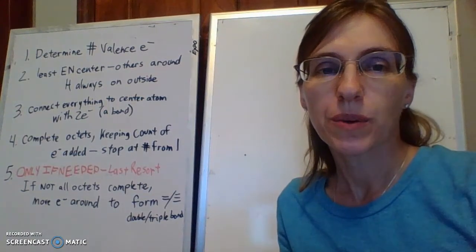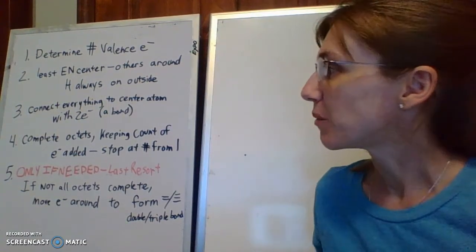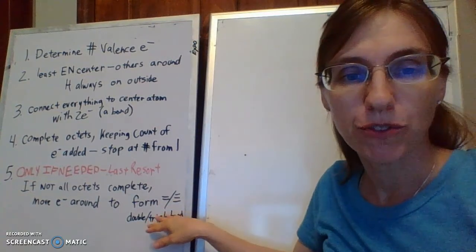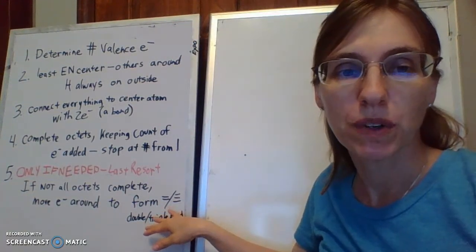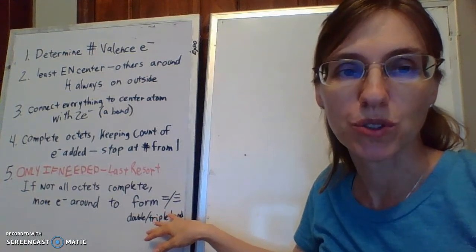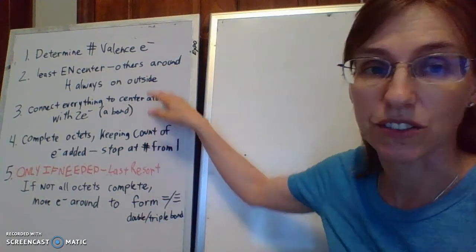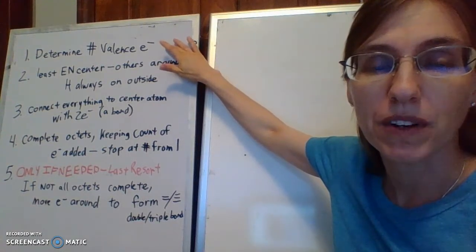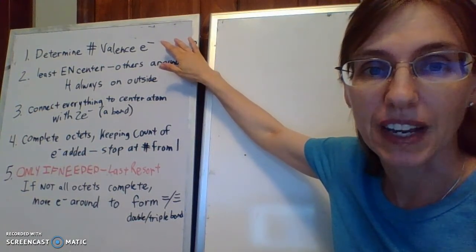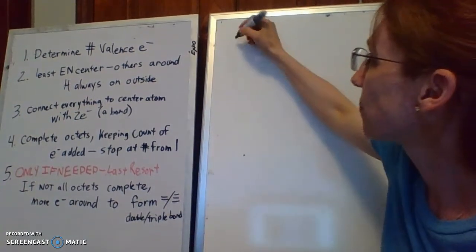Alright, so today we're going to learn how to draw Lewis dot diagrams. We basically have these 5 rules that are on your slides, and we're going to follow each one of these rules and do some examples to really show how to use these rules and get your Lewis dot structures. So let's go over the rules first. First, we have to determine the number of valence electrons. Okay, let's do it with an example so you can see how we're actually doing that.